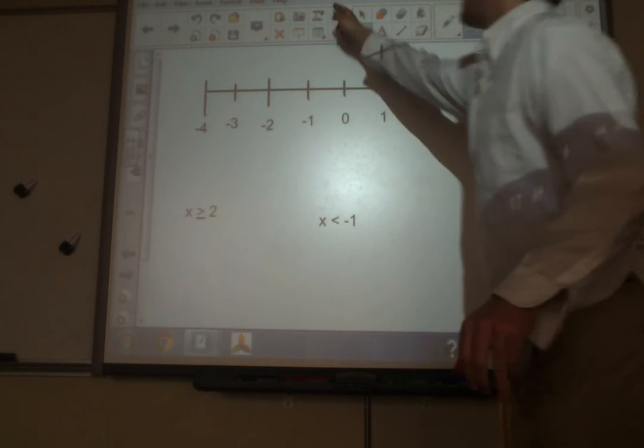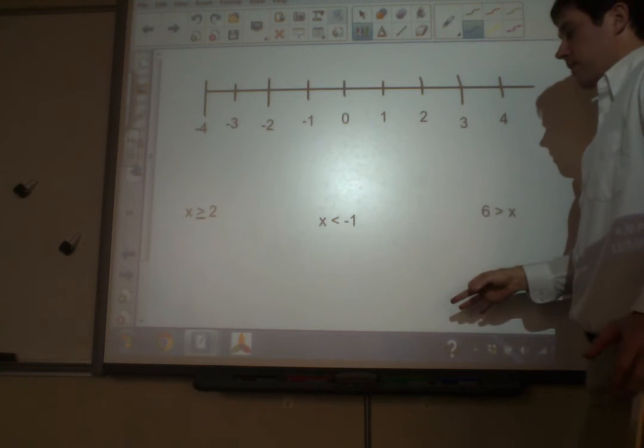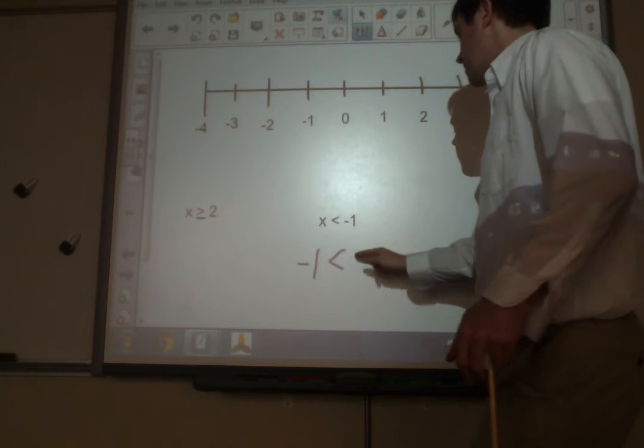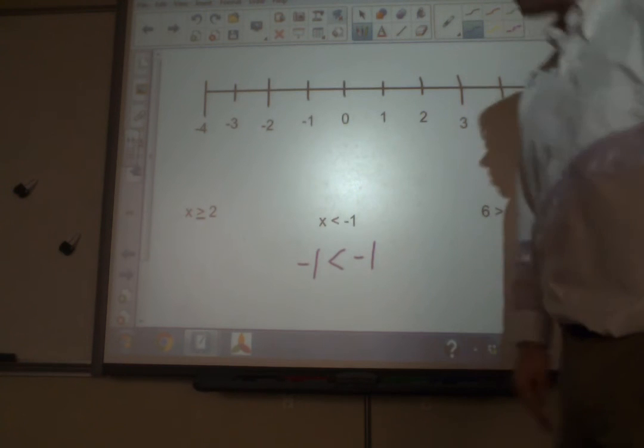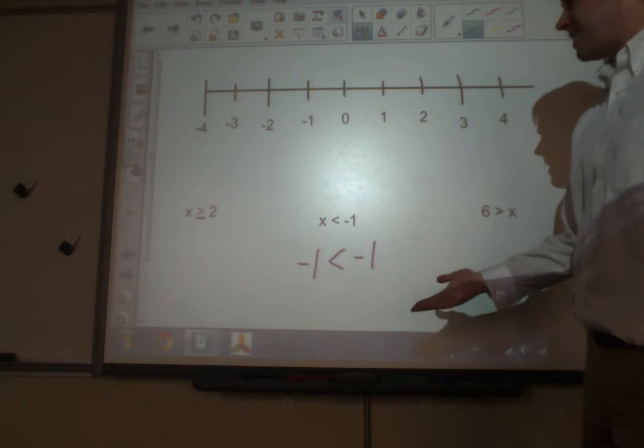This one's slightly different because x is less than -1. That means if we put -1 in for x, is -1 less than -1? Would that make it true? No, that actually makes it false because -1 is not less than -1.